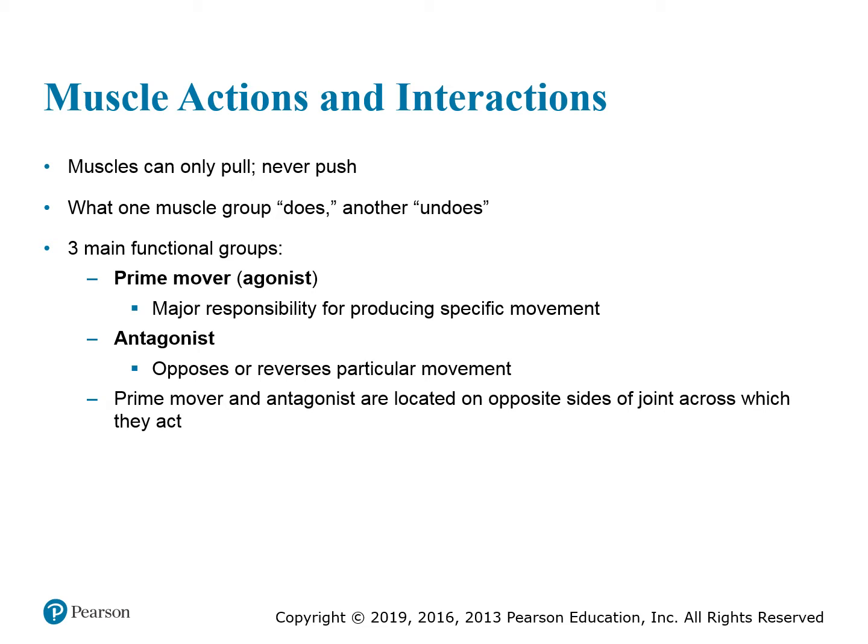There are 3 main functional groups for your muscles. You have your prime movers. They are sometimes called the agonists. Their major responsibility is to produce a specific movement. The opposing group would be the antagonist. They oppose or reverse a particular movement.